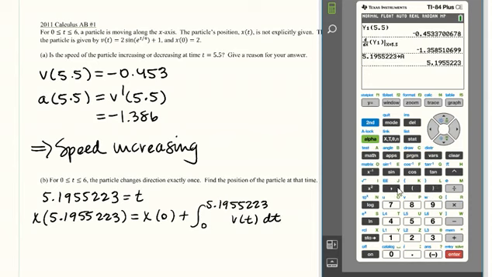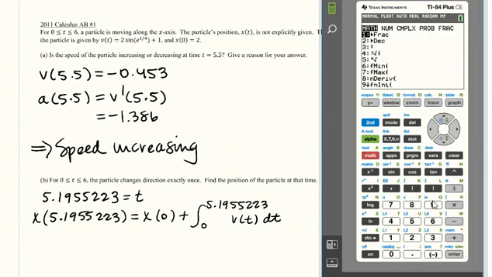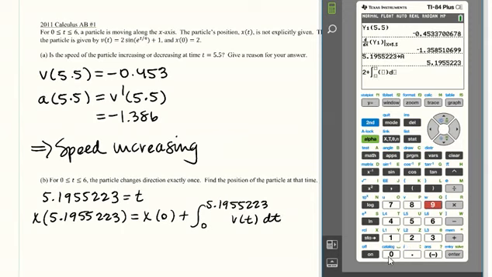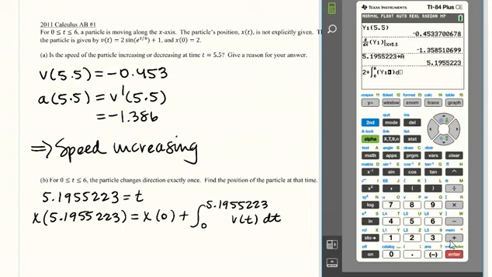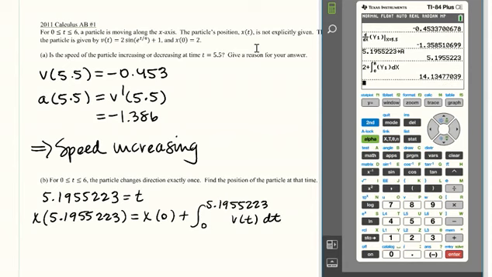Okay, so that's going to be x of 0 is 2 plus math 9, get an integral. Integrate from 0 up to the time I'm interested in, which I had stored in A, of v of t dt. And v is y1. And then, so the answer is equal to 14.135.